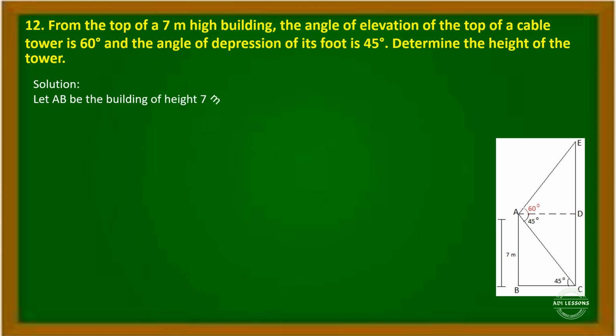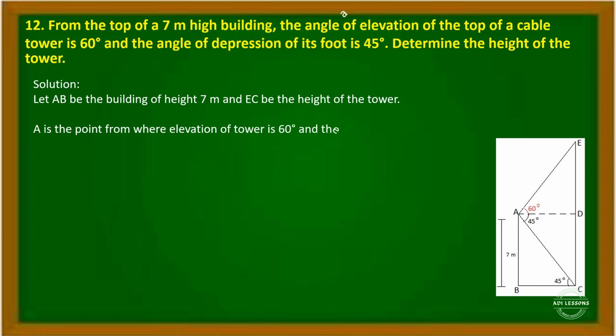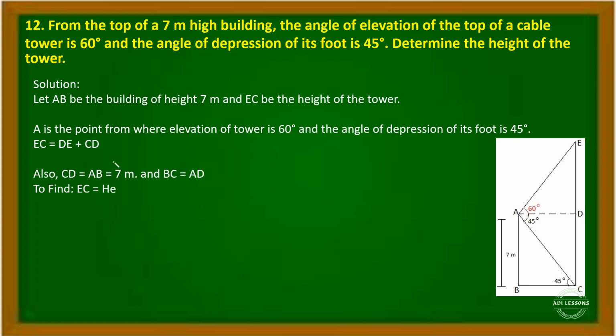Let AB be the building of height 7 meters. This is the building of 7 meters and EC be the height of the tower. A is the point from where the elevation of the tower is 60 degrees and the angle of depression of its foot is 45 degrees. EC equal to DE plus CD. Also, CD equal to AB equal to 7 meters and BC equal to AD. To find EC, the height of the tower, design a figure based on given instructions.